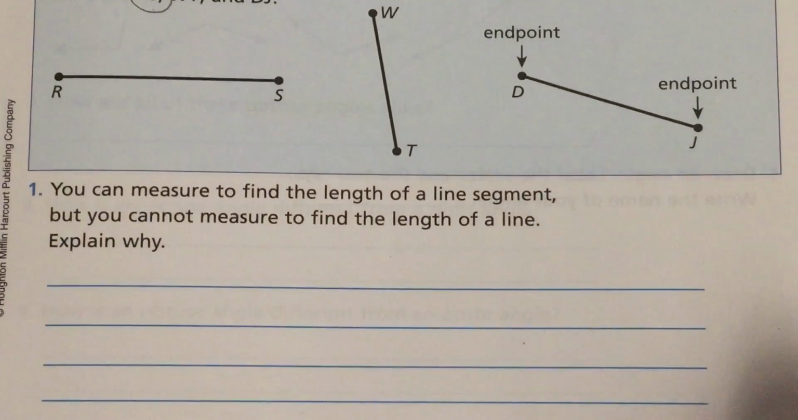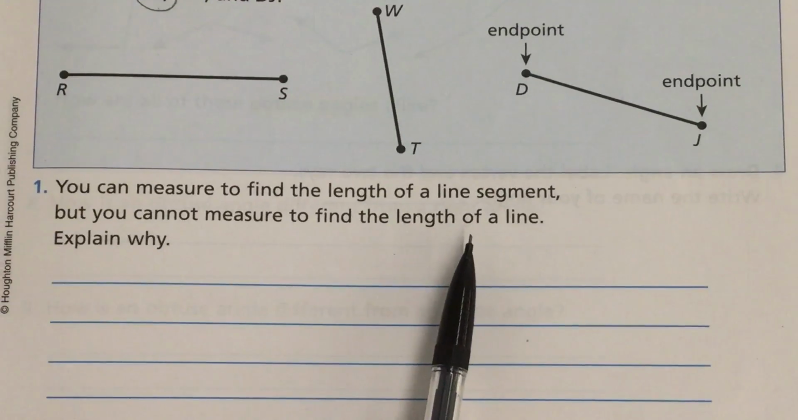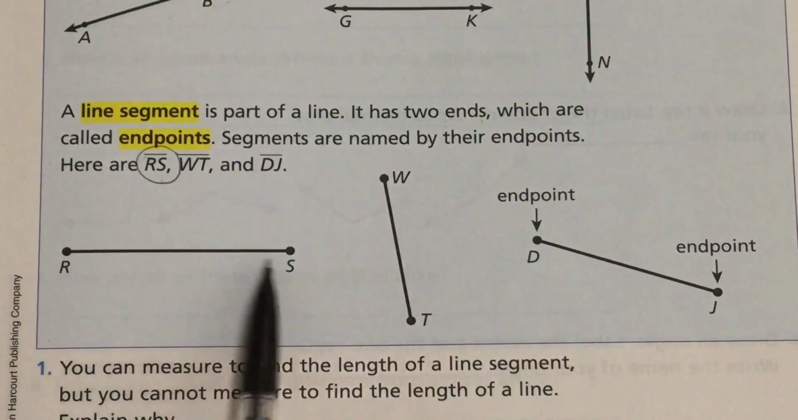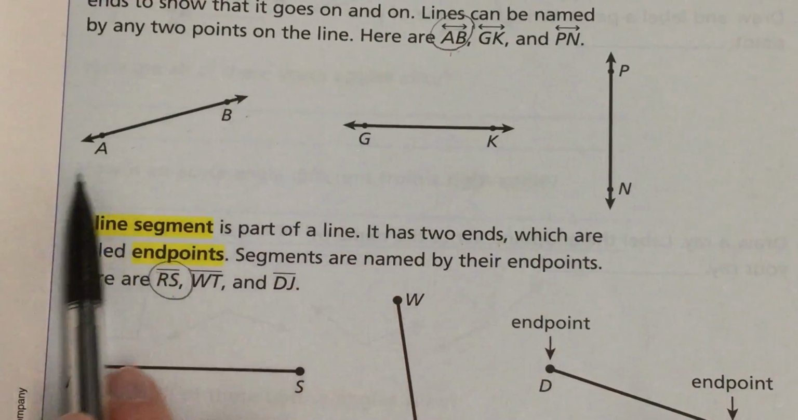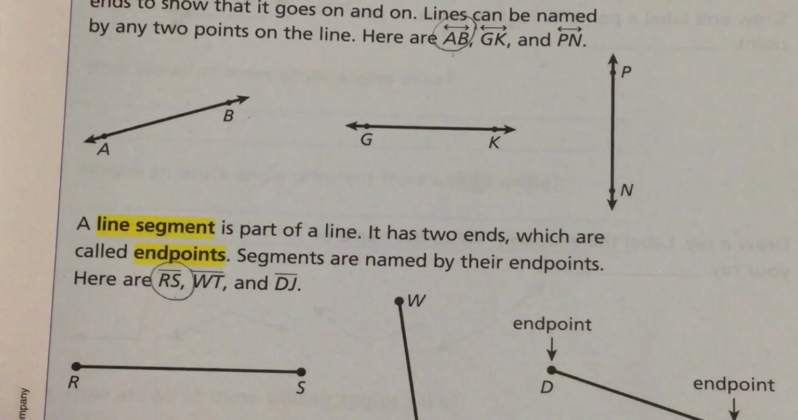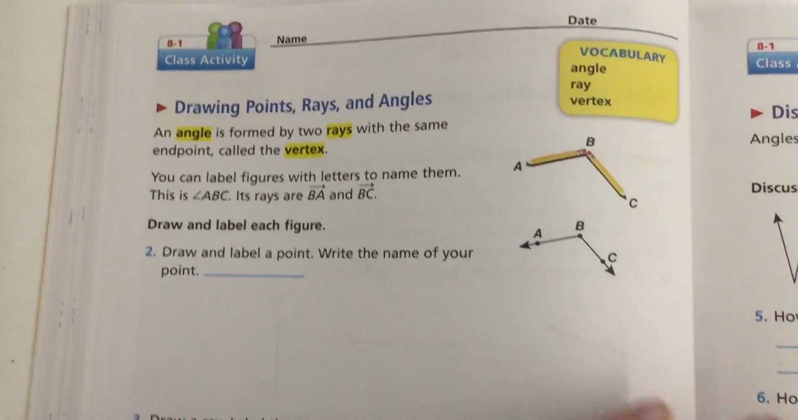This question you are going to write about when you get to your Clever assignment today, but it is asking you, why can't you measure to find the length of a line? I could take a ruler and find the length of a line segment, but why not the length of a line? Remember, it keeps going and going and going. You've probably heard some people say to infinity.